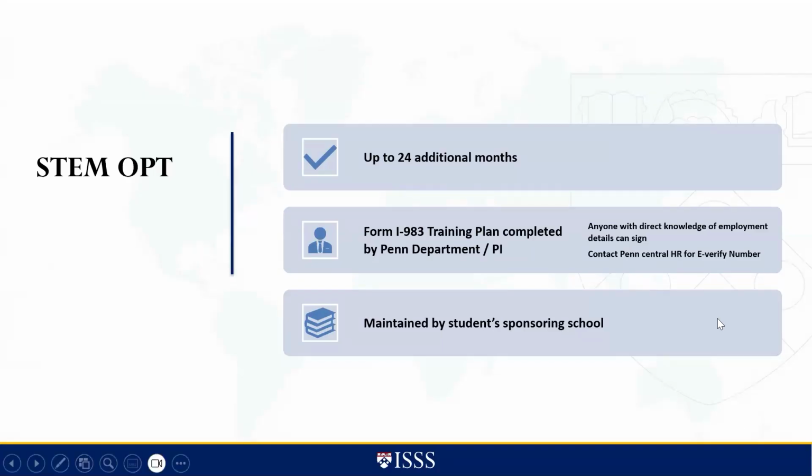For Penn, as an employer, we do not need to help them submit anything with STEM OPT. We only need to help them complete the I-983 because we are not a sponsor. We are only the employer.